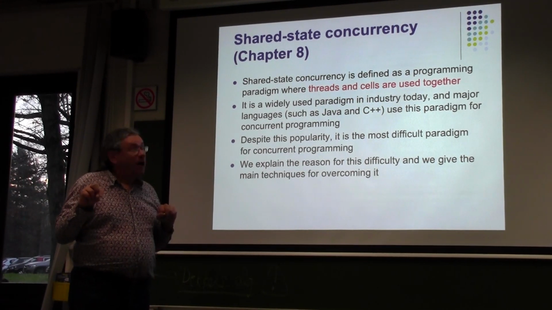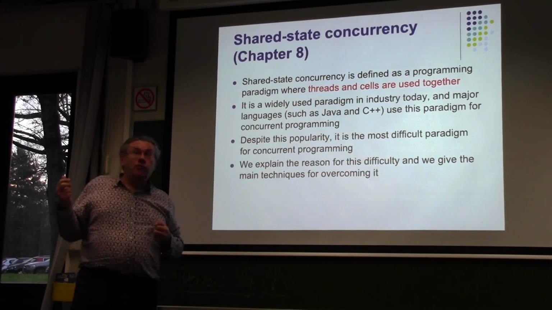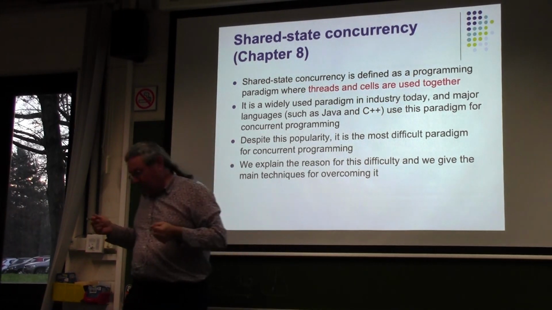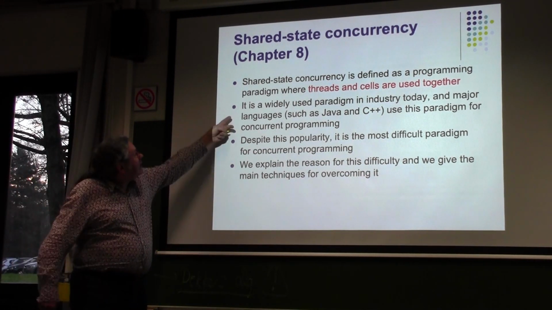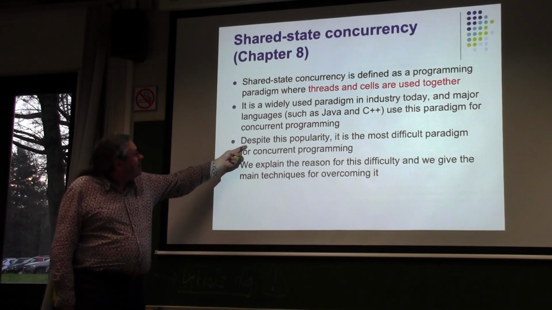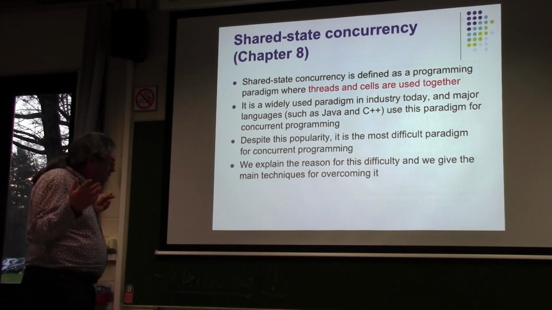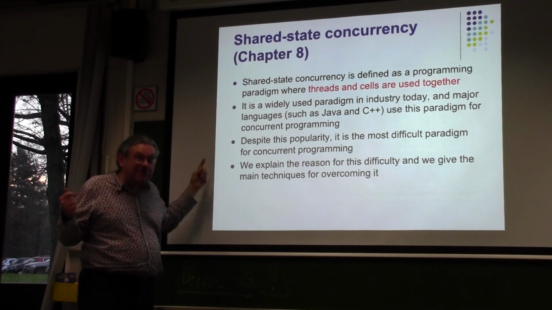It has a subsystem called Akka, which is used for multi-agent in Scala. Of course, in Java, multi-agent, there's really no support for that. Okay, so it's widely used, but despite that, it's very hard.